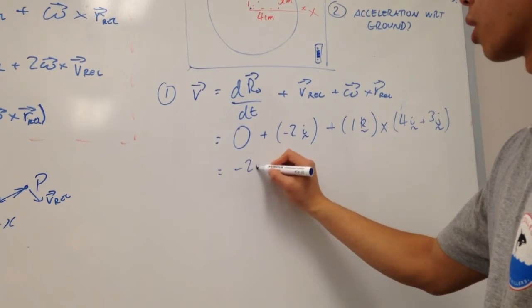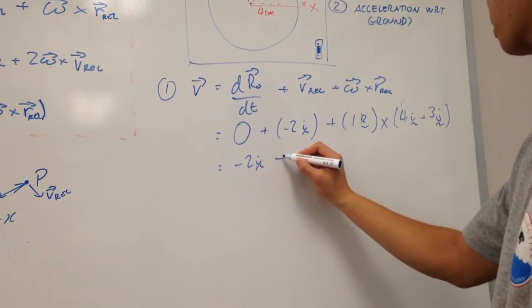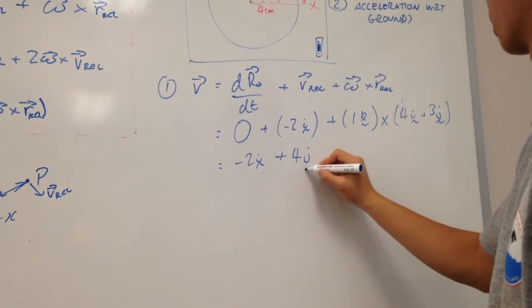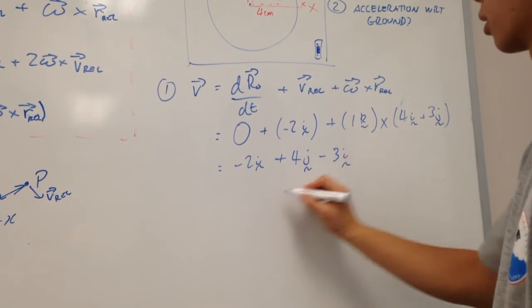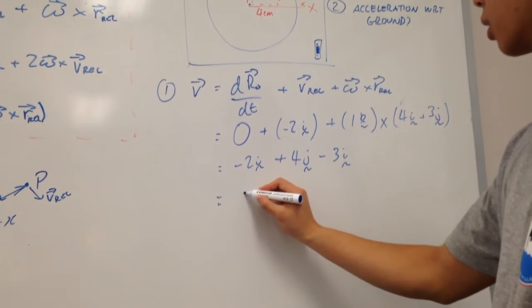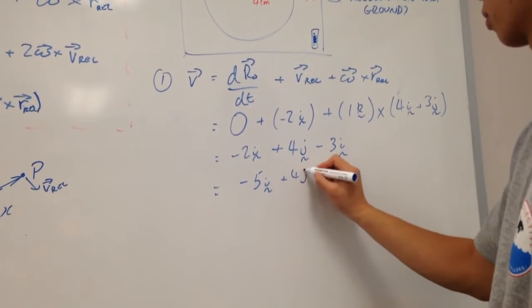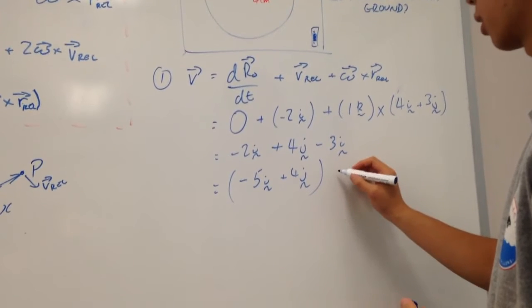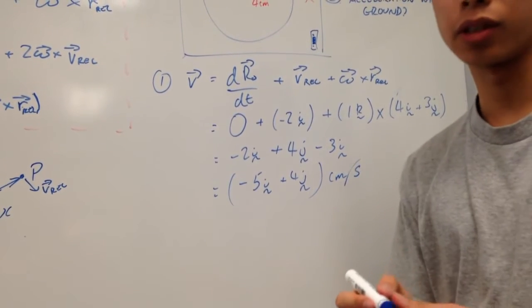Now it's just a matter of actually doing the maths and the cross products, and we get negative 2i, and the cross product of these is 4j, take 3i, so we get negative 5i plus 4j centimeters per second, because we've been working in centimeters.